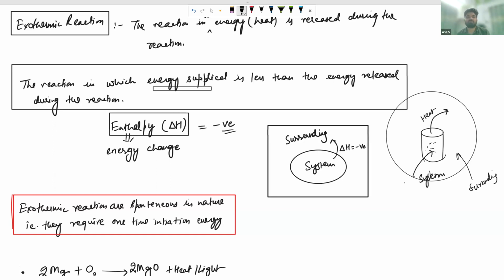Okay, note it down. For exothermic reaction, enthalpy change delta H is negative.